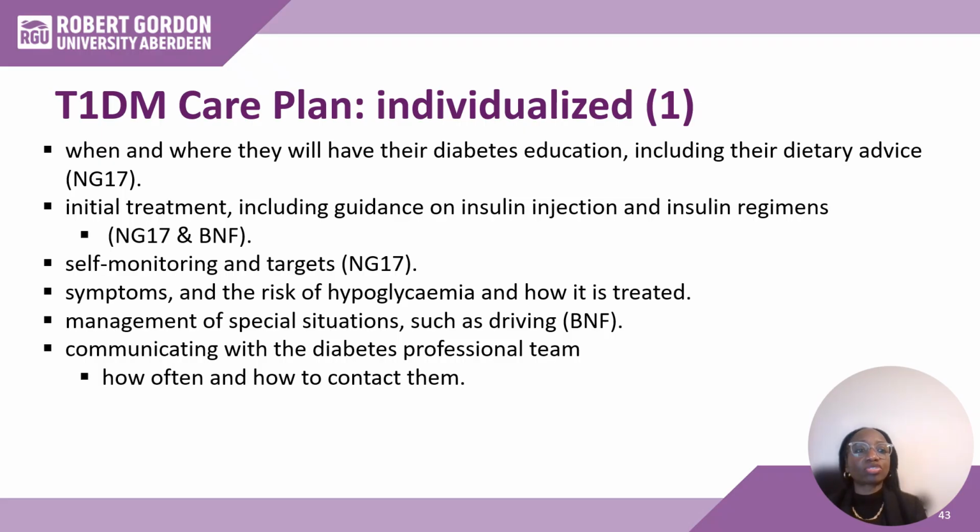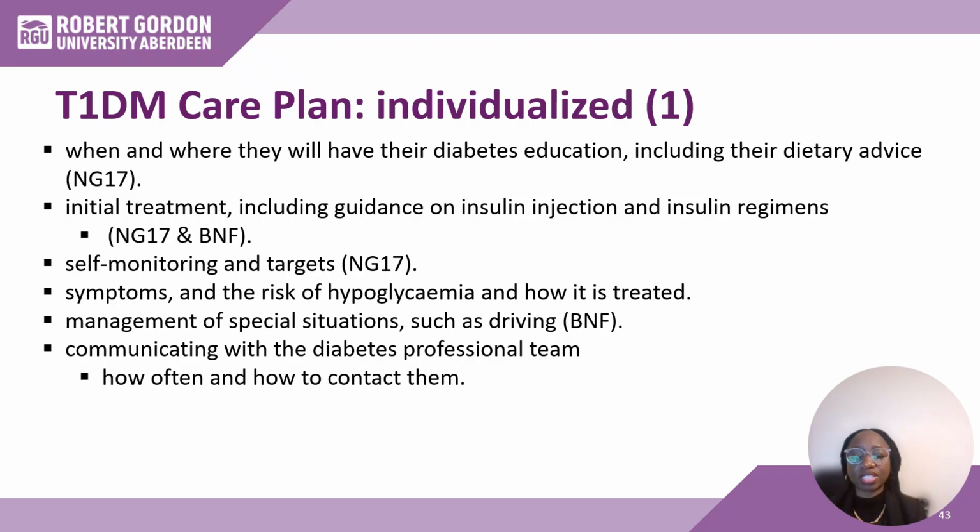Okay, so I thought I'd move on to the typical care plan for a type 1 diabetes patient. They are normally under the care of a diabetes team, and where and when they have their diabetes education is important, and this must include dietary advice. Initial treatment is important, including guidance on insulin injections and the regimens they must follow. Self-monitoring and targets are important, as are symptoms and the risk of hypoglycemia and how this can be treated. There is also management of special situations, for example driving, as well as communicating with their diabetes professional team, how often and how to contact them.